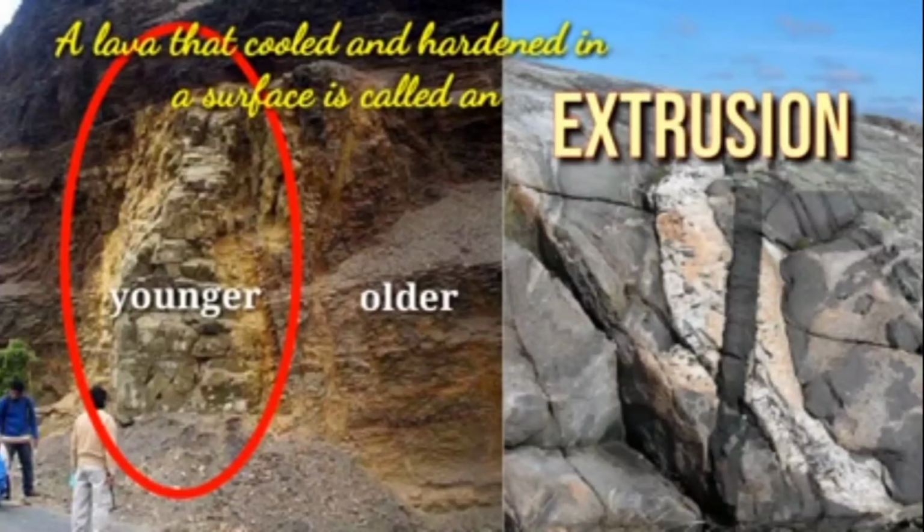Okay? Another one in the cross-cutting relationship, we have 2 types. The first one is the extrusion and the intrusion. When we say extrusion, a lava that cooled and hardened on a surface is called an extrusion. So see this one. This one is the lava that cooled and hardened, meaning it is younger than the layer it cut. So we call that one extrusion.